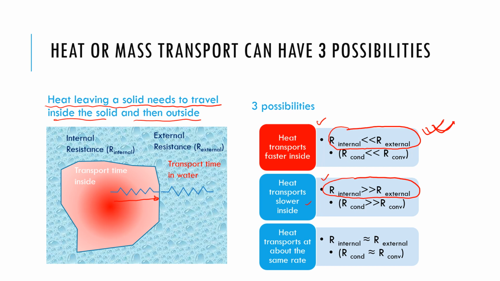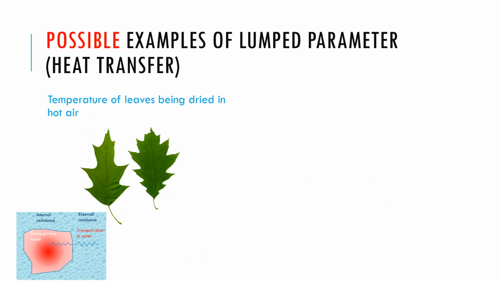In other words, heat can travel from inside to the surface much easier compared to how fast it can get out. Let's look at a few practical examples in the food area of this concept. The first one I have is for heat transfer, and there are two examples. The first one is temperature of leaves. Just leaves are thin, being dried in hot air.